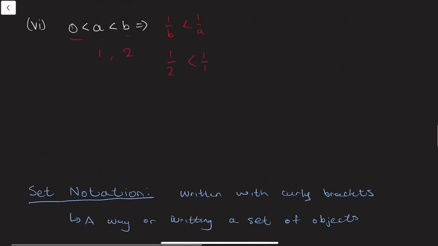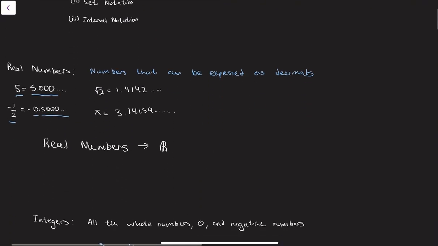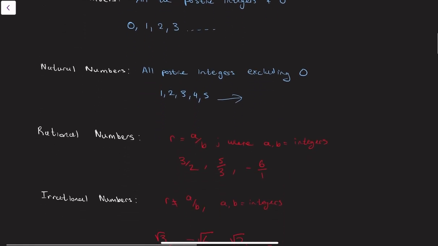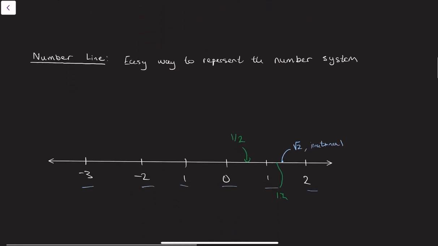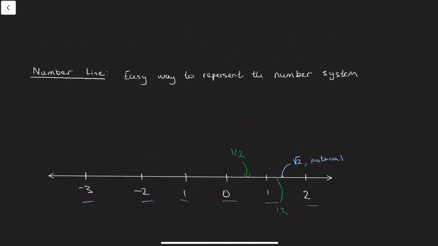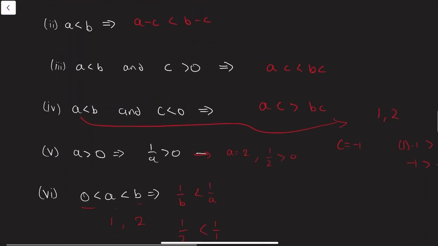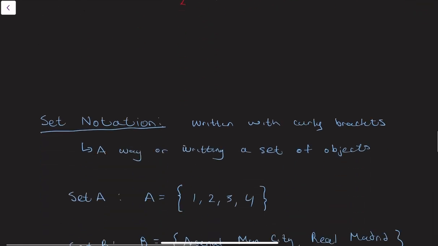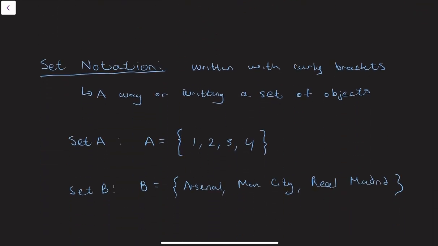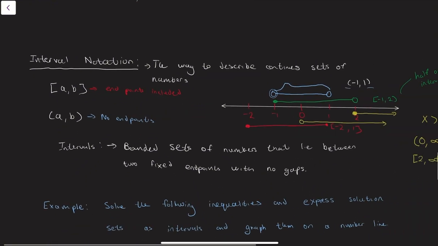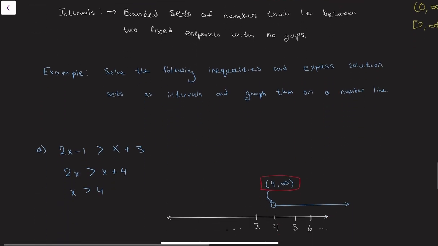So overall, we touched on real numbers, what they are, some classifications of subsets within the real number system, so integers, whole numbers, natural numbers, rational numbers, and irrational numbers. We talked about representing the numbers in the number system on a number line. Then talked about the order properties of inequalities, which we'll touch on in more detail in further videos. Talked about set notation, the way to write down a set of objects, which can be elements, numbers, anything, it could be football teams. And then interval notation, how to represent sets of numbers with inequalities using the order notation.